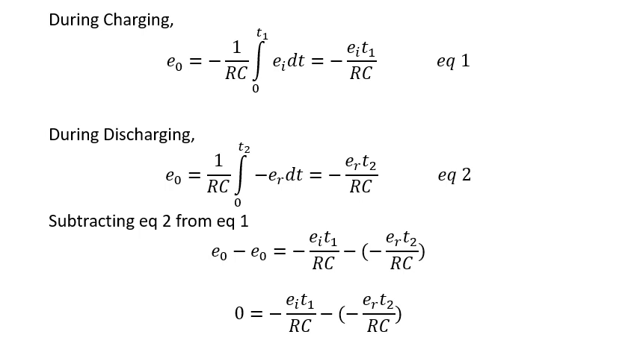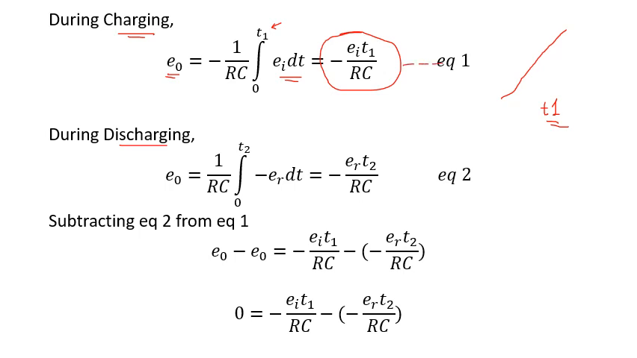The integrator output E naught is given by minus 1 by RC, integral from 0 to T1 of EI dt. This is for the charging cycle, that means when your input was integrating for T1 amount of time. If you integrate, you will get minus EI T1 by RC. Let us say it is equation 1.